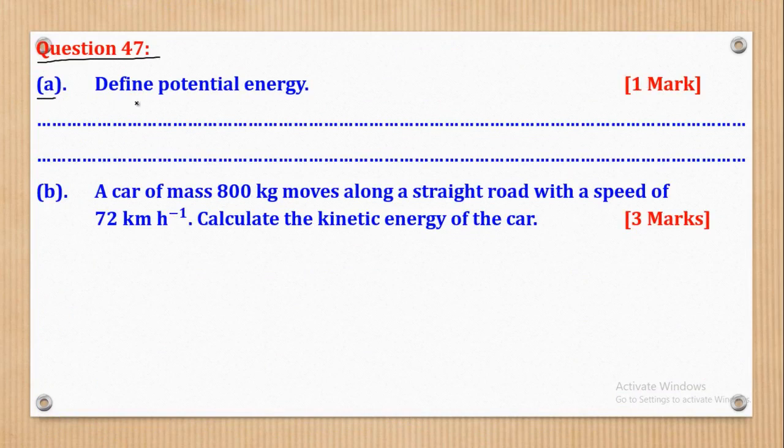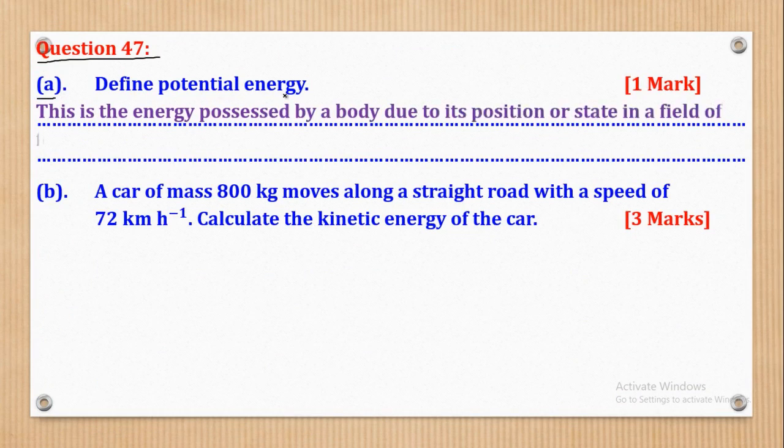Part A says, define potential energy. So you are coming and say that this is the energy possessed by a body due to its position or state in a field of force. Then part B, a car of mass 800 kilograms moves along a straight road with a speed of 72 kilometers per hour. Calculate the kinetic energy of the car.